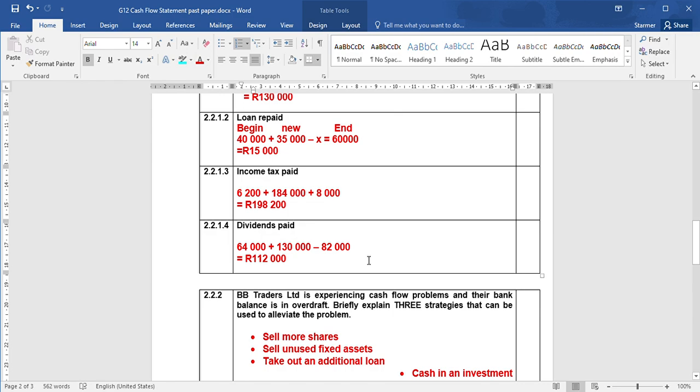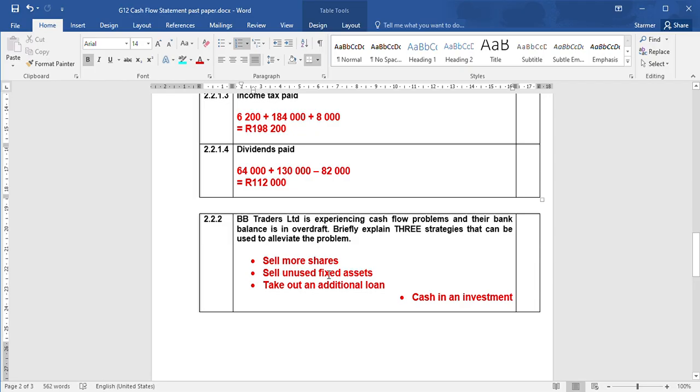Okay, then the next one says BB Traders is experiencing cash flow problems and their bank balance is in overdraft. Briefly explain 3 strategies that can be used to overcome or alleviate the problem. Okay, you need to get money coming into the business. So you could sell more shares.